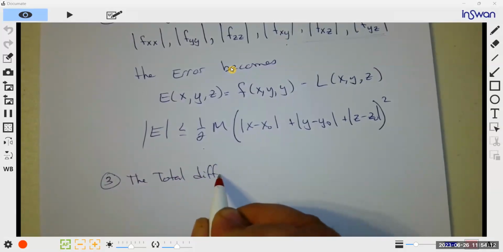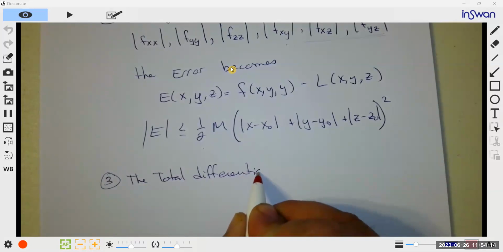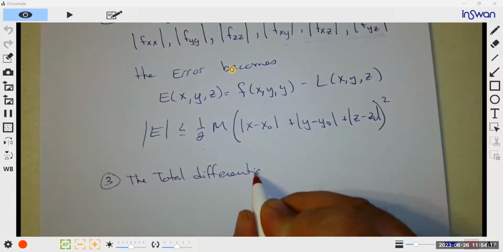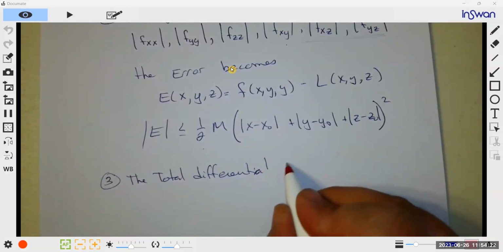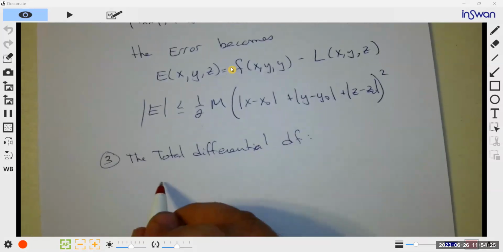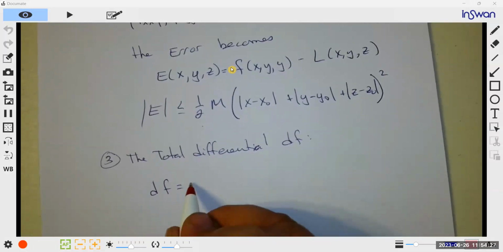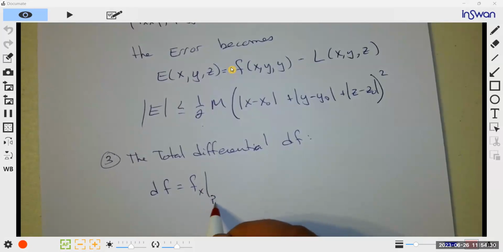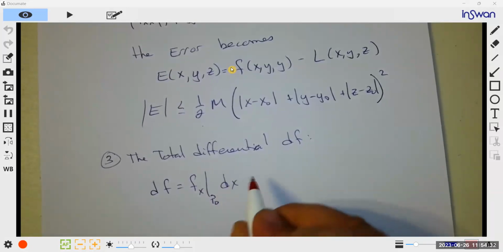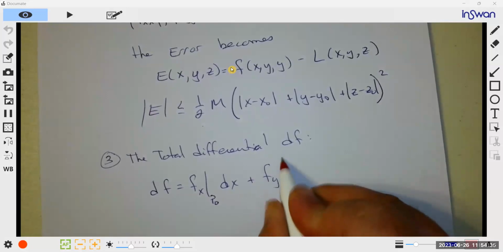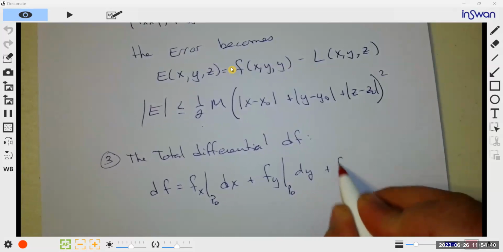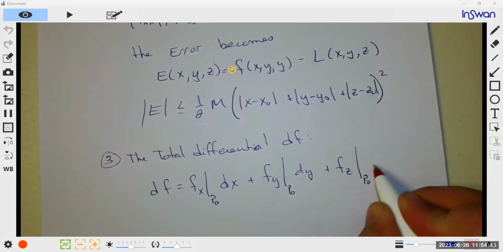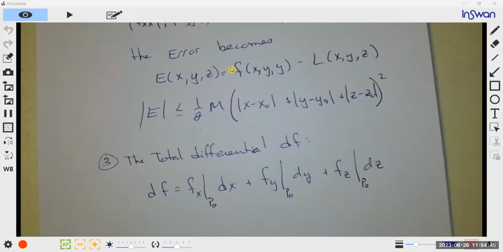The difference with delta, differentiation, or differential. The f becomes f of x at p0 dx, partial of y at p0 dy, plus partial of z at point dz. That's the approximation it gives us.